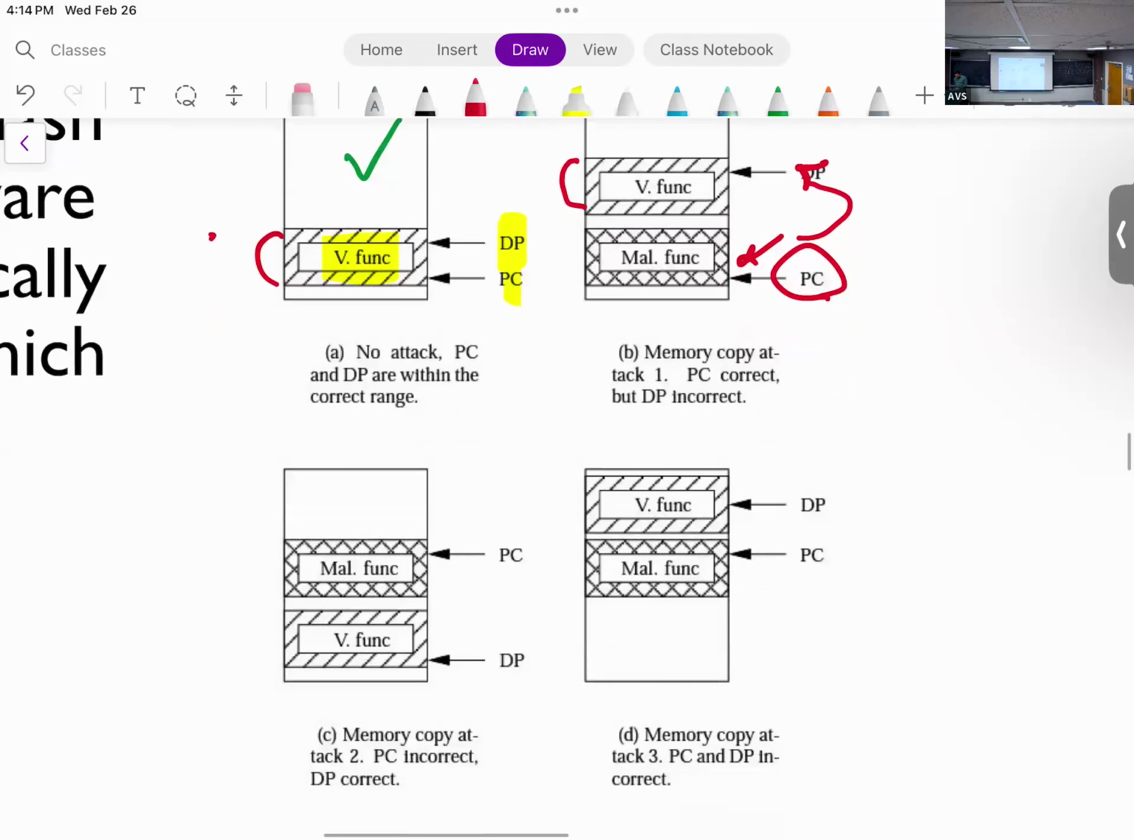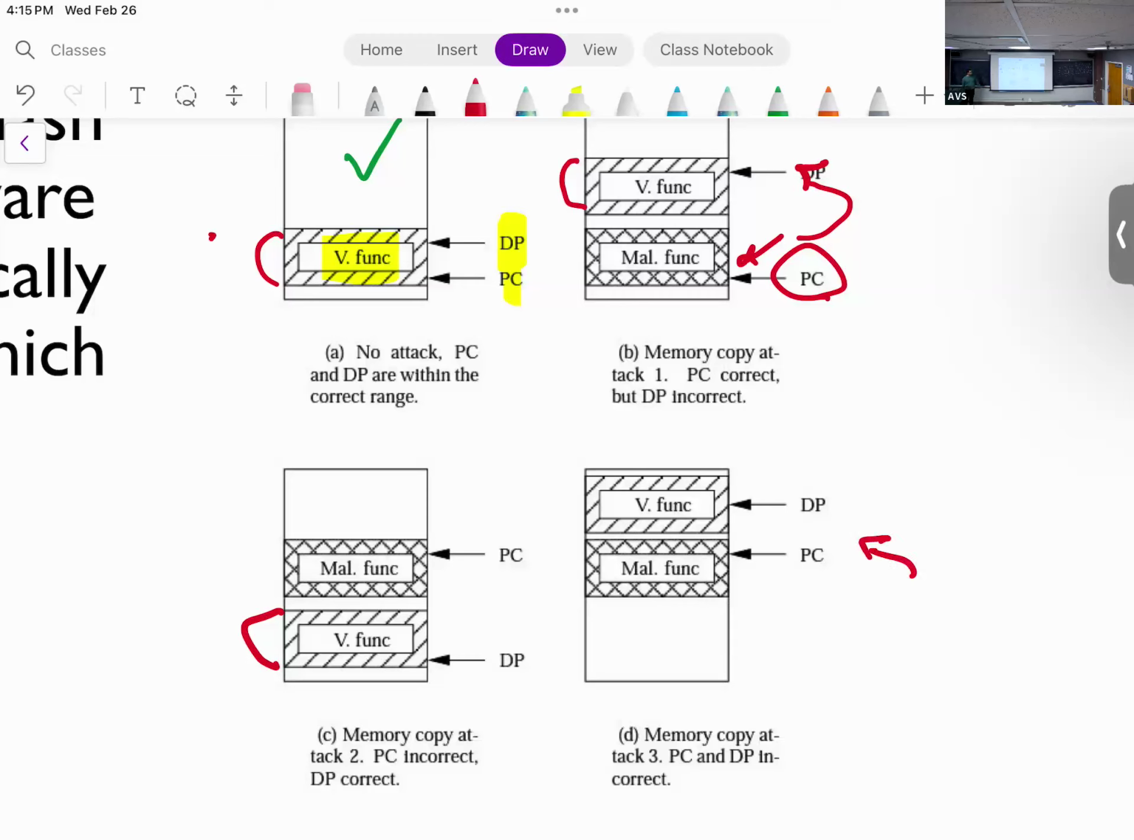The second thing that can be done is that we don't change the position of the verification function, but the malicious function is running at some other place. In other words, the PC is not the same PC as before. Instead of running the verification function at its correct and original location, we are running our malicious function at some other place. The DP is the same DP that we are expecting, but the malicious function is at some other place.